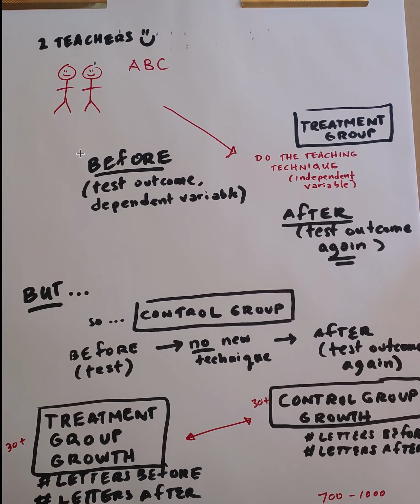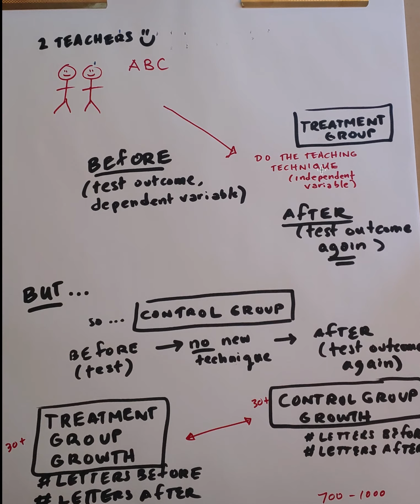So we give them this test before anything happens at all. So for example, at the beginning of their kindergarten school year, we give them a test before teachers do anything to see how many letters they already know. And then the teachers do their teaching technique. They get in, and this is the independent variable. This is the thing that they want to check. Does this get in the way and make things different? So they do their teaching technique, and that might take 2-3 months. It might take the entire school year.